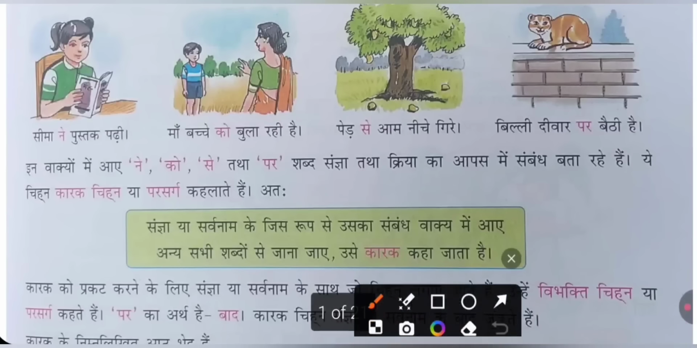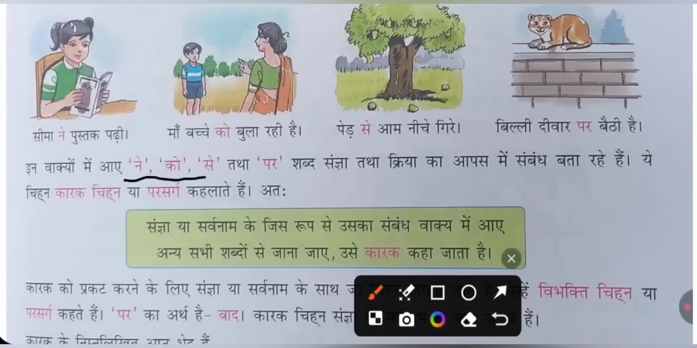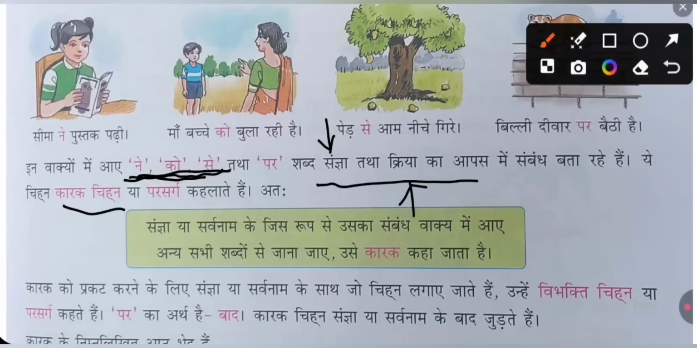इन वाक्यों में आए ने, को, से और पर शब्द संज्ञा तथा क्रिया का आपस में संबंध बता रहे हैं. So these words ने, को, से, पर are giving us the details of how the noun and the action word are connected, how they are related. ये चिन्ह कारक चिन्ह या परसर्ग कहलाते हैं. So this is known as कारक चिन्ह और अतः so hence we can say संज्ञा या सर्वनाम के जिस रूप से उसका संबंध वाक्य में आए अन्य सभी शब्दों से जाना जाए उसे कारक कहा जाता है.